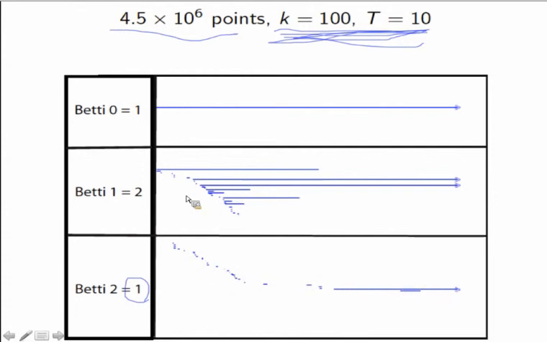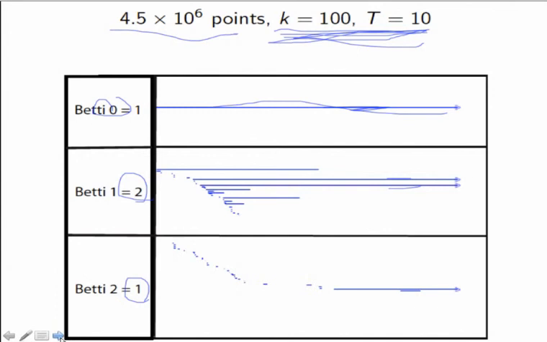But now our Betti 2, it looks like we've got this kind of thing here. Sorry, I went the wrong direction. Betti 0, we have just the one component. For our Betti 1, we have two circles. And for our Betti 2, we have just one two-dimensional cycle that will persist.